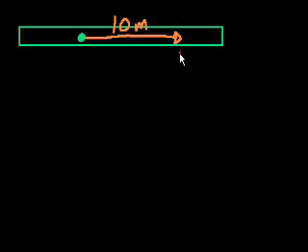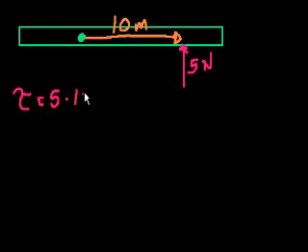And I were to apply a force of 5 newtons perpendicular to the distance vector, or to the dimension of the moment arm. You could view it either way. So torque is pretty easy in this situation. Torque is going to be equal to the force, 5 newtons, times the distance, 10. So it'll be 50 Newton meters.